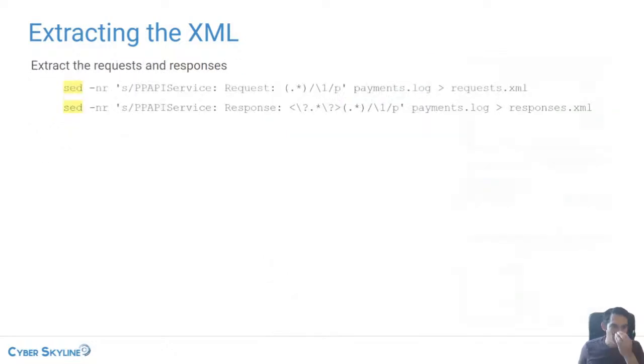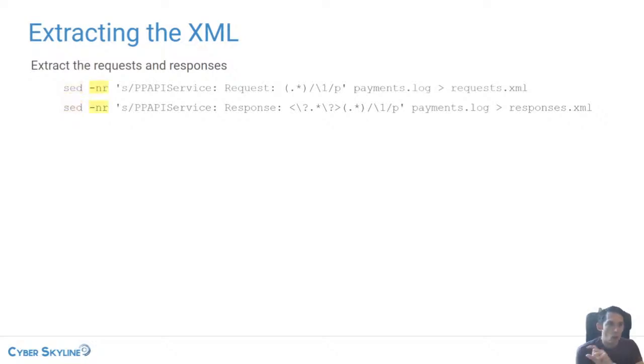Okay, so the next step that we have to cover is actually extracting the XML from the data, from the file. And so we're going to use this program called SED. You can see that highlighted here. SED is the stream editor program. It's a very useful tool for manipulating text data, and you can use it to extract these requests from the log file and the responses from the log file.